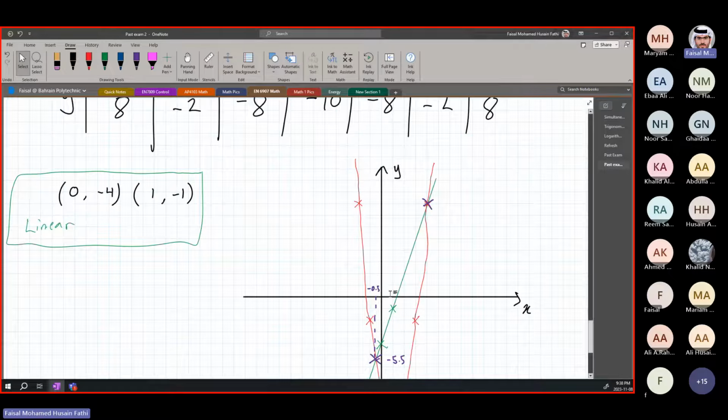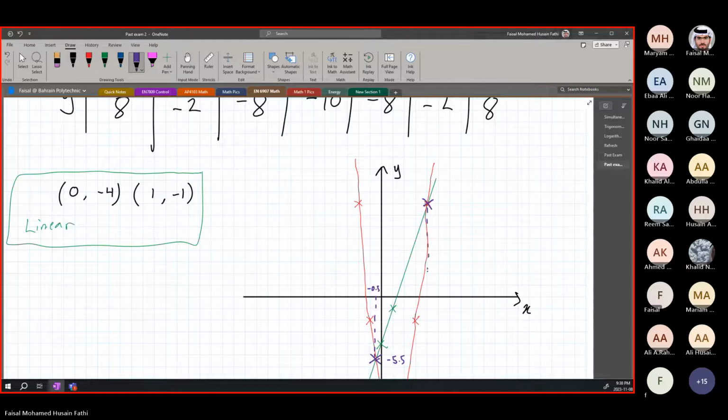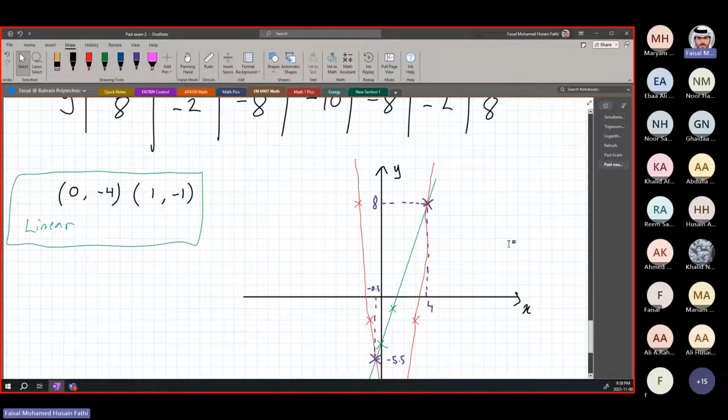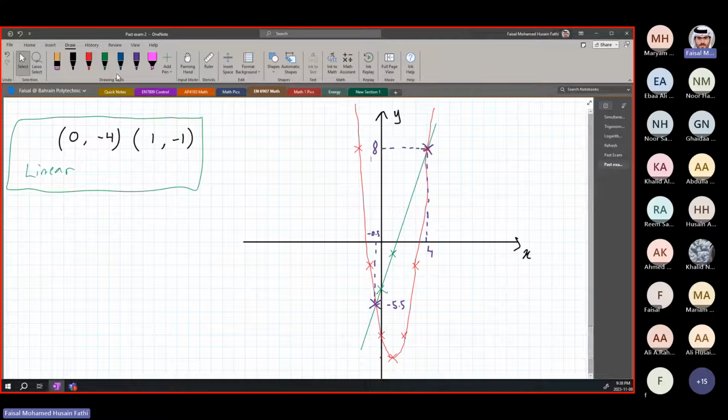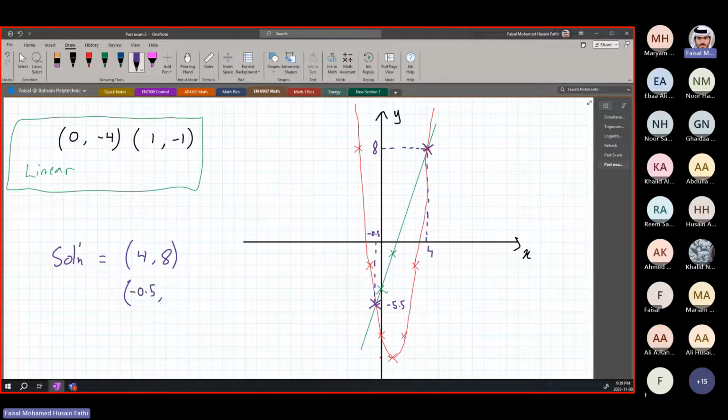Here we already know this point, which is 1, 2, 3, 4: its x value is 4 and its y value is 8. Okay, so that's our answer. So what is our final solution? Our final solution is our points of intersection. The solution is (x1, y1), which is (4, 8), and (minus 0.5, minus 5.5), and that's it.